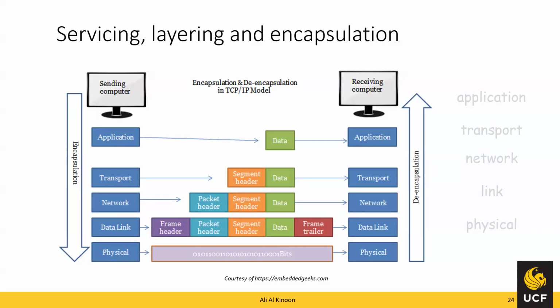And then when it gets to the network, it adds the packet header, the IP of the source and the receiver. The data link adds a frame header and a frame trailer. It's the MAC address of the current device and the receiver device. And then it goes to the physical layer, which is the bits. It gets transferred over the physical medium and repeats the same process going up.